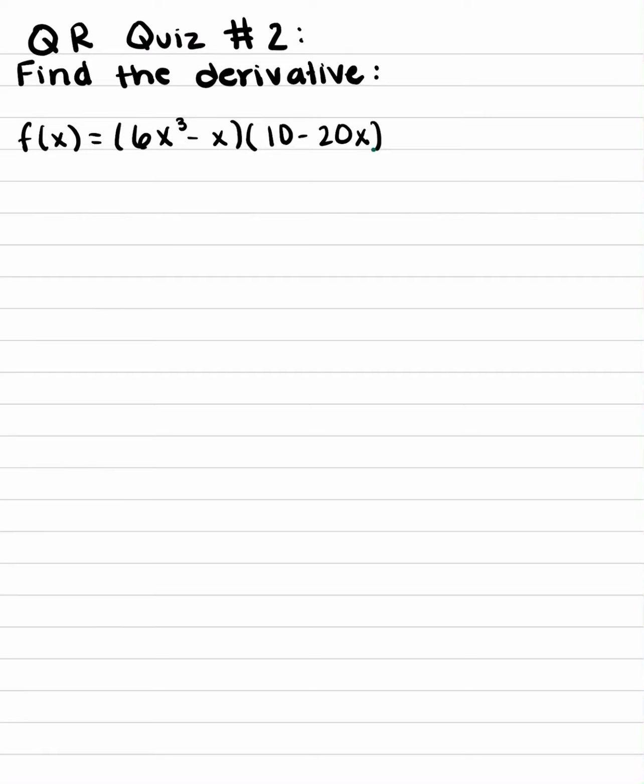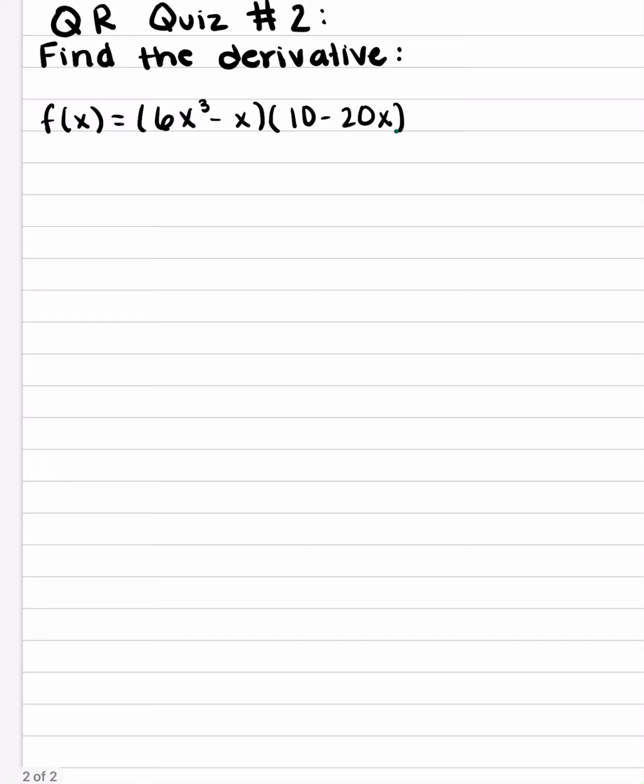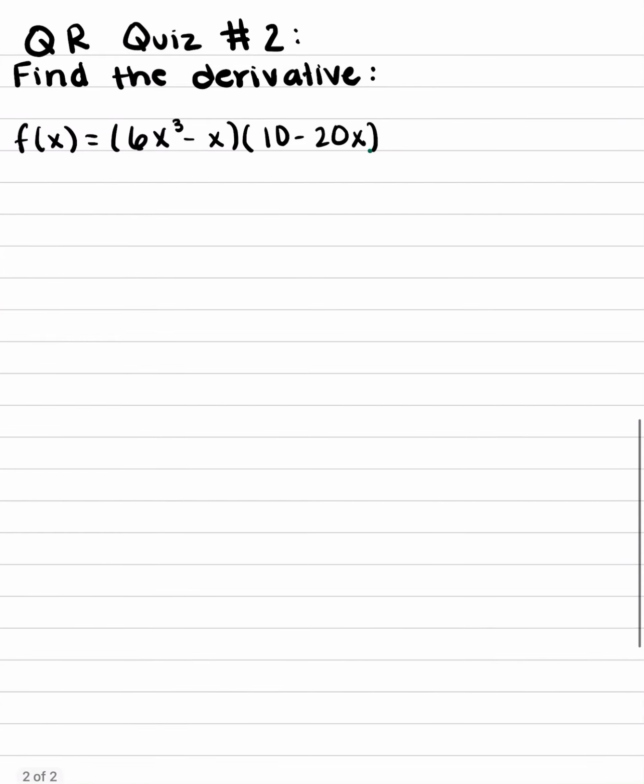All right, so for number 2 on the QR code quiz, it's asking us to find the derivative. And as you can see, this one's a little bit different. We have 2 terms, right? So what we're going to have to do is use the product rule for this one to find the derivative.